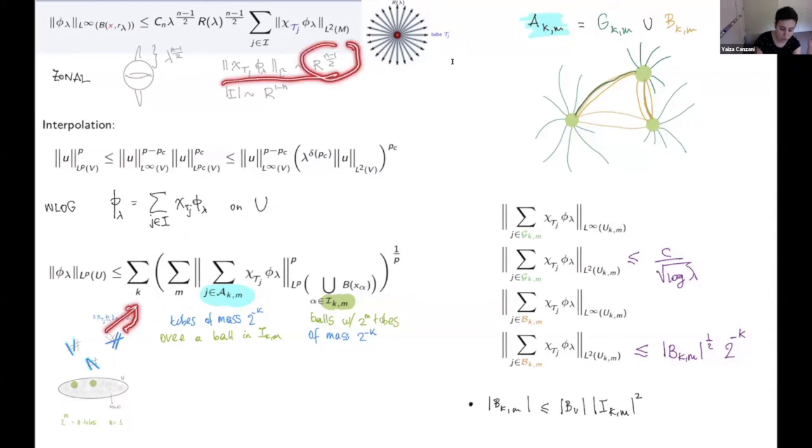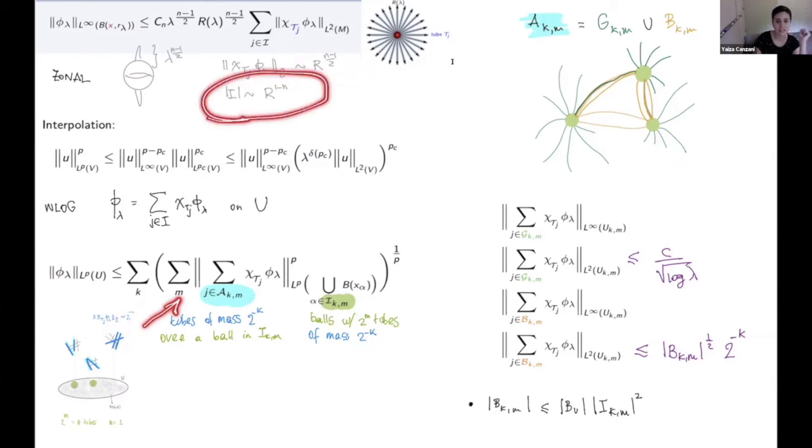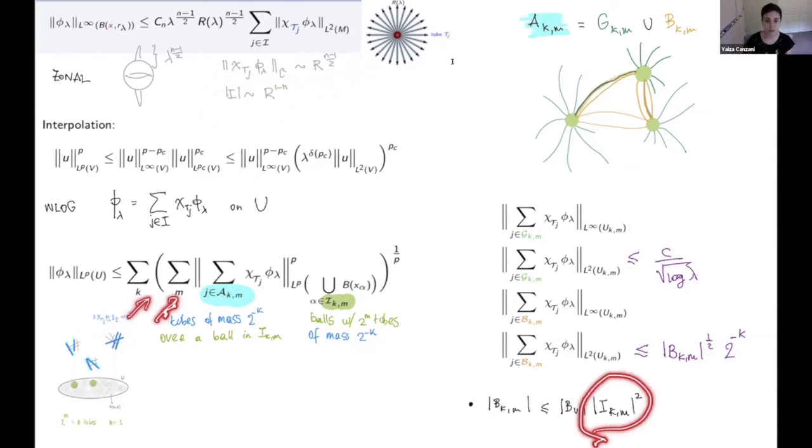So this is what the 2 to the minus K is going to look like. And the M's that matter are those for which the number of tubes over a ball are the same as for the spherical harmonic. So this index M are those so that 2 to the M is like R to the 1 minus M. So all in all, for the values of indices K and M that really matter when you're computing this sum, this set IKM turns out to be bounded.